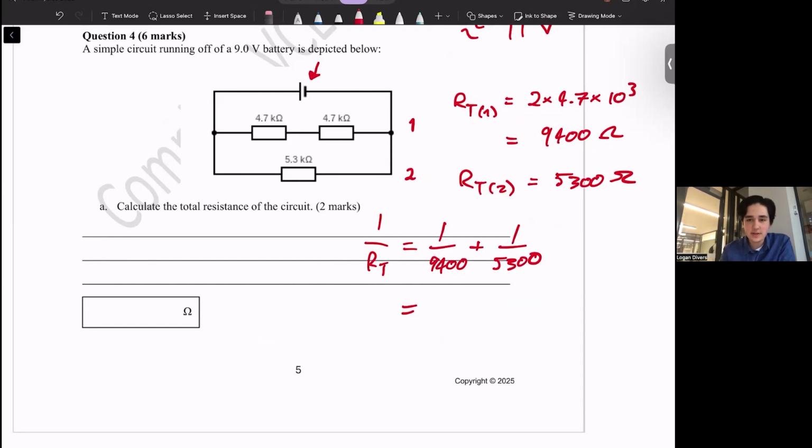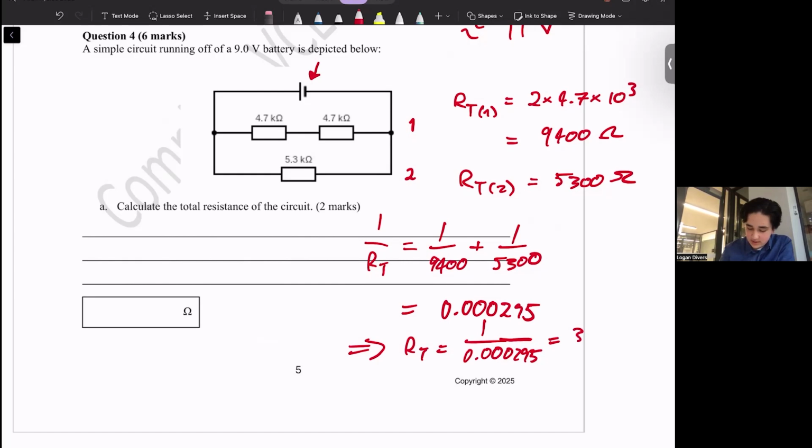We are then left with an answer of, we'll get this big number out. So you will get a ridiculously tiny number of 0.000295. That's still 1 over RT though, so we then need to do RT is equal to 1 over that again. And you will be left with quite a large number compared to this one of 3,389 ohms. Now, let's think about significant figures again.